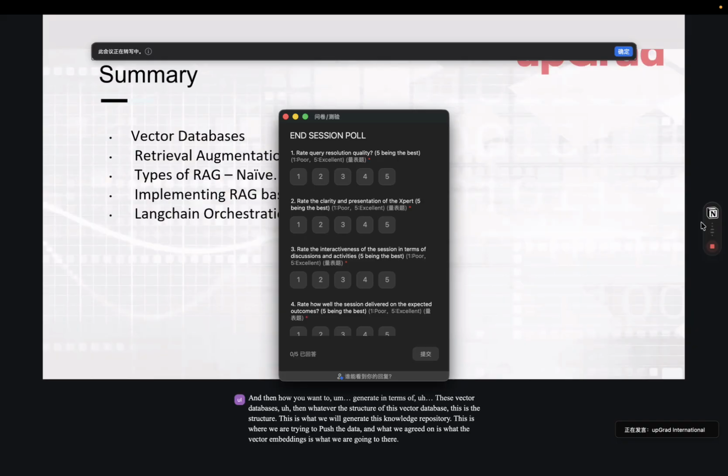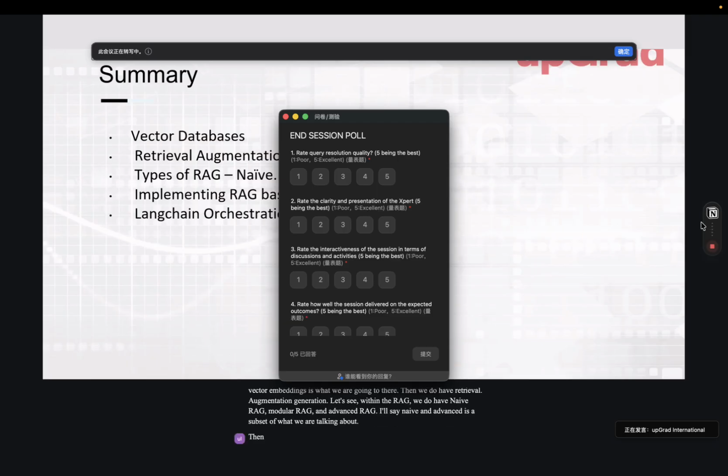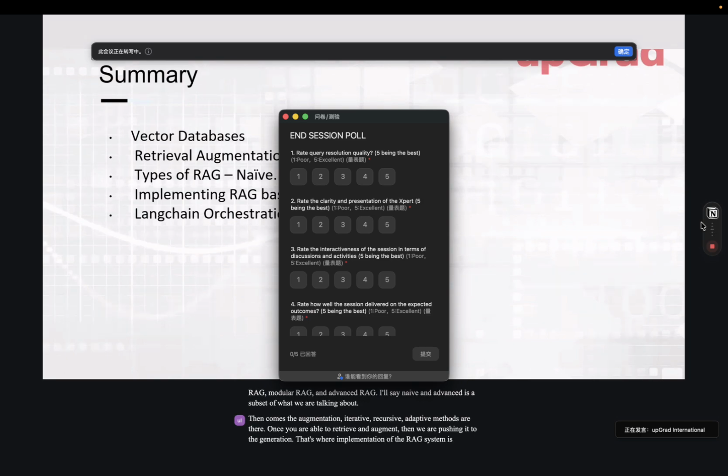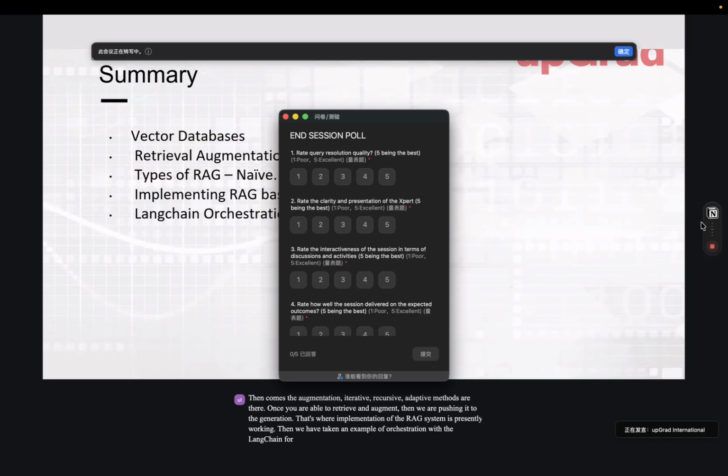Then we do have retrieval, augmentation, generation. Within the RAG, we do have naive RAG, modular RAG, and advanced RAG. I'll say naive and advanced are a subset of what we are talking about. Then comes augmentation: iterative, recursive, and adaptive methods are there. Once you are able to retrieve and augment, then we push it to the generation. That's where the implementation of the RAG system is presently working. Then we have taken an example of orchestration with LangChain for a RAG example.